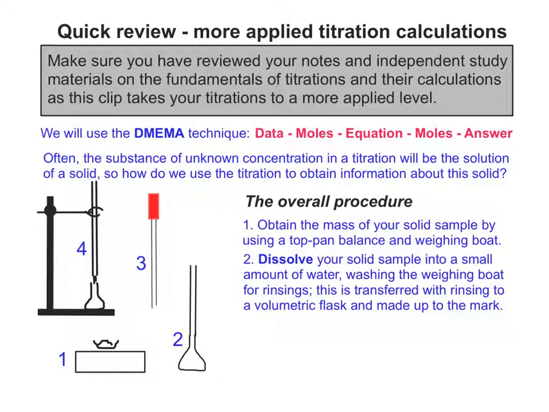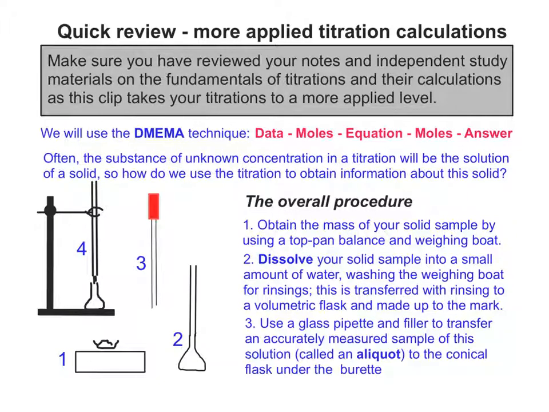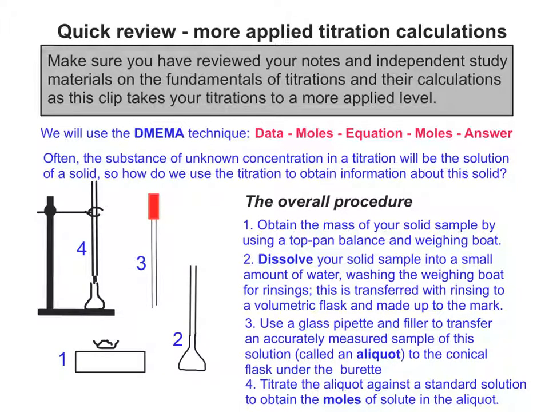So you fully dissolve your solid sample into a small amount of water in a beaker, transferring this with rinsings into a volumetric flask before making up to the mark. You then use a glass pipette and filler to transfer an accurately measured sample of this solution, and this sample is called an aliquot, to the conical flask under the burette. And finally you titrate the aliquot against a standard solution in the burette to obtain the moles of solute, the original solid, in the aliquot.